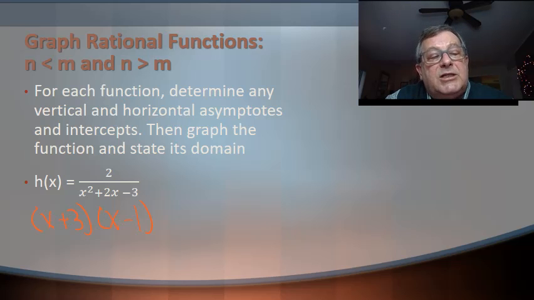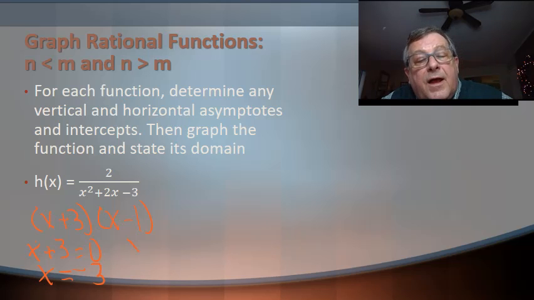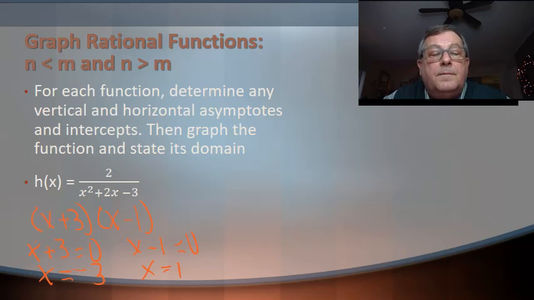Now I'm going to set each factor equal to 0. And that's going to give me vertical asymptotes. I'm going to have 2, I can see already. So I've got x plus 3 equals 0, x equals negative 3. And in my second factor, I've got x minus 1 equals 0, and x then is equal to 1.